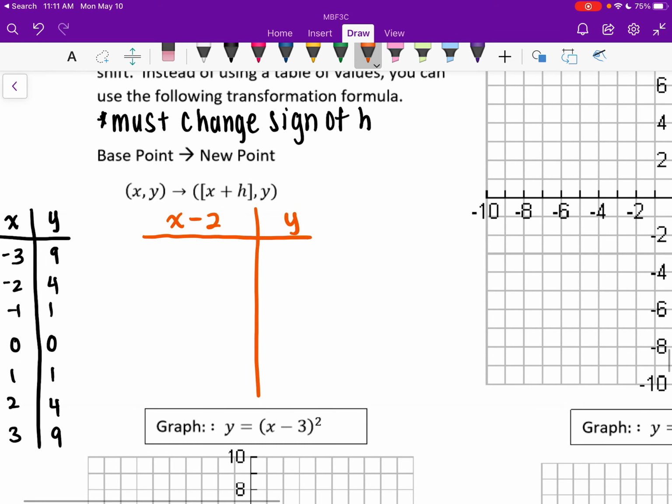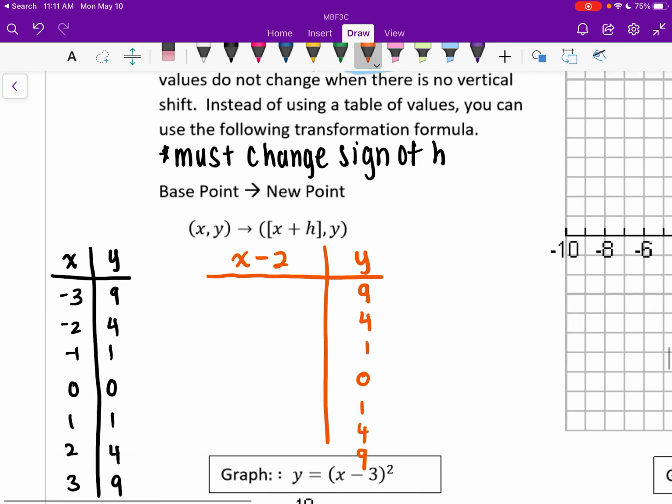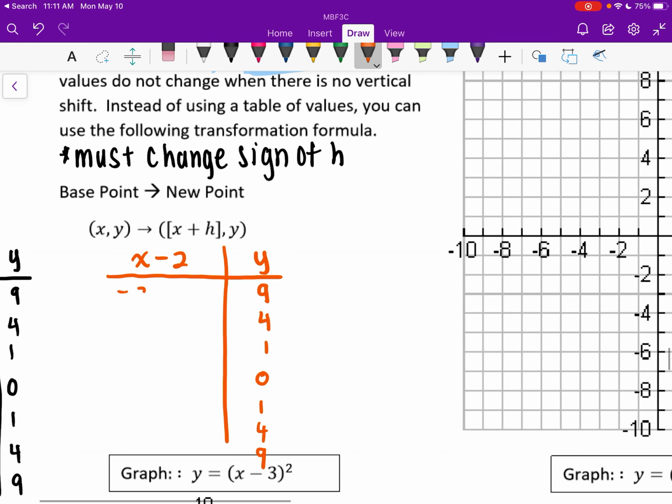So in this situation, I'm actually just going to throw in my y values, which I already know are staying the same. And now I'm going to change my x's. So I'm going to say, okay, -3 minus 2, -5.